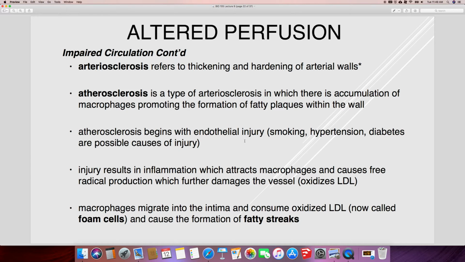Now macrophages will migrate into the wall of the vessel, and they will consume this LDL that was oxidized. And once they do that, they are called foam cells. Foam cells are a $10 word for atherosclerosis. And as these accumulate, you get the formation of those characteristic fatty streaks.